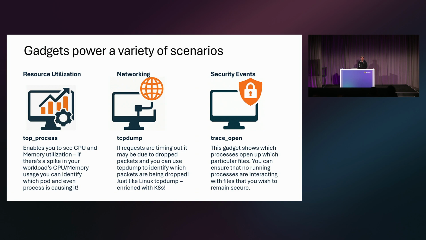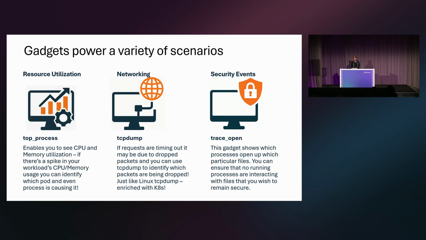And you can resolve issues like DNS issues, because we all know it's always DNS, packets being dropped, and services not being reachable. The data that's actually produced is using PCAP compatible filters under the hood. So for those networking folks who like to geek out on Wireshark, you can take these packet captures and feed them straight into Wireshark. And the trace open gadget finally shows which files are open on the file system.